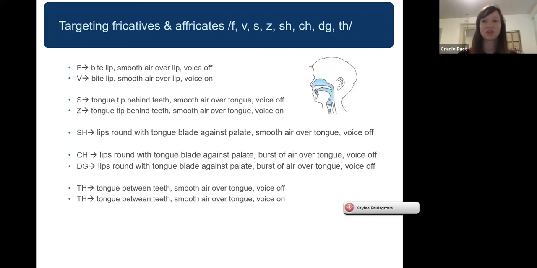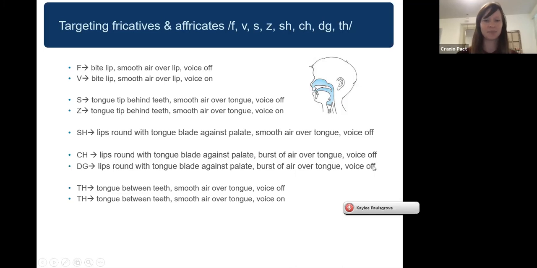S and Z involve your tongue tip behind your upper teeth. You want smooth air over the tongue, the voice off for S, and the voice on for Z. The SH, you want the lips to be a little bit round with the tongue blade, or the fat part of your tongue, against the palate. You want smooth air over the tongue and voice off, shh. For our ch and our j sound, you want almost the same placement as for the SH, except the difference is that it's a burst of air over your tongue. So I like to call these our choppy sounds, where you say ch. So it's not a long, smooth stream of air, it's more choppy. The voice is off for CH, and it's on for J.